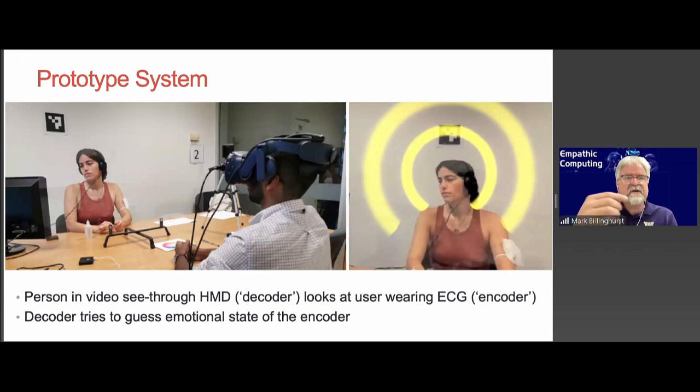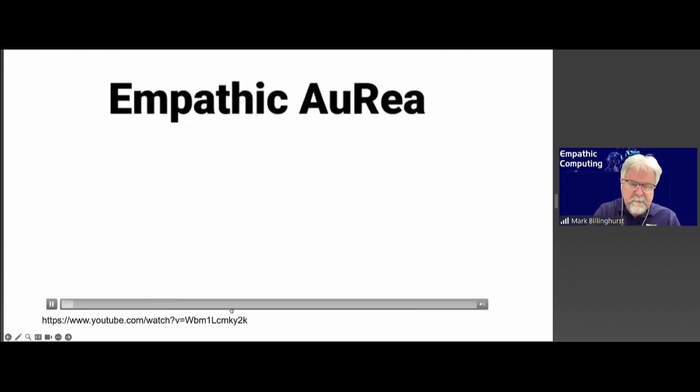So you can see a person here talking across the table with somebody else. The person on the right has a VR headset on with a pass-through video, and the person on the left is wearing an ECG, sorry, armband that measures her heart rate. And then we use augmented reality to show an emotional state around them. So I'll play the video here.